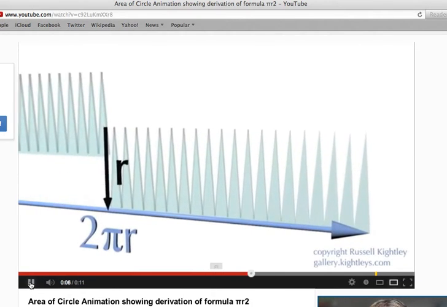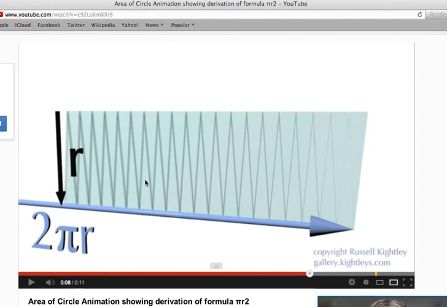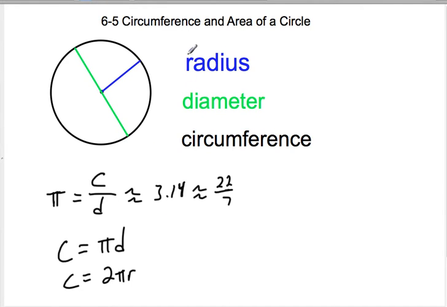Now, if we cut that in half, spin it, and put it on top, kind of like teeth coming together, what you can see is we've got a parallelogram here. And the parallelogram has a base that is half of 2 pi r, or pi times r times 2, divided by 2, which is just pi r, and the height is r. So we have pi r times r, which is pi r squared. So we will use that. Area equals pi r squared.